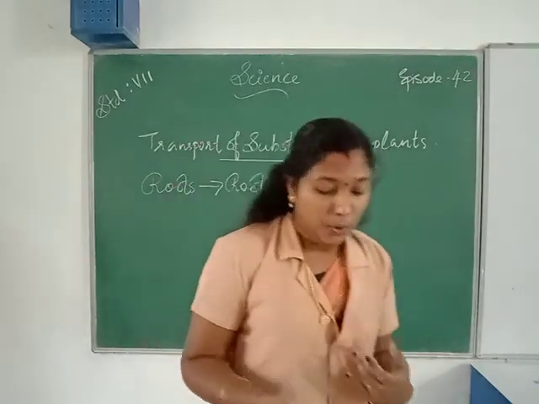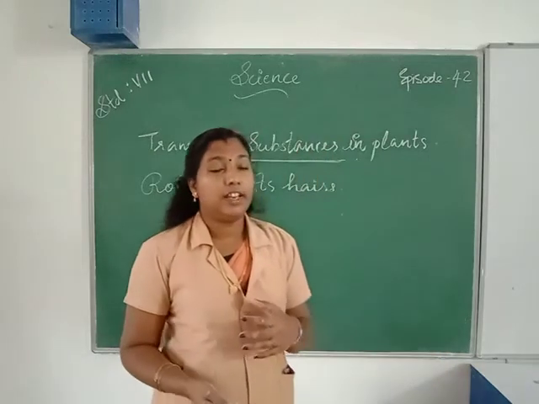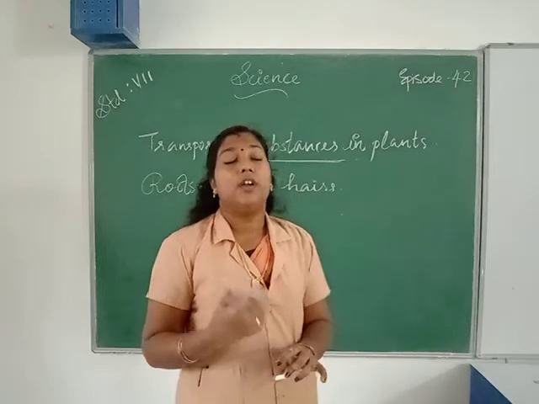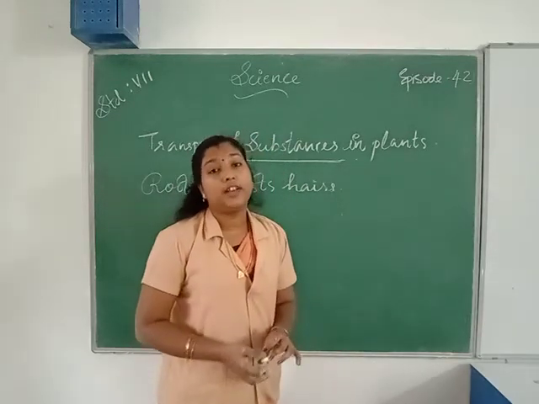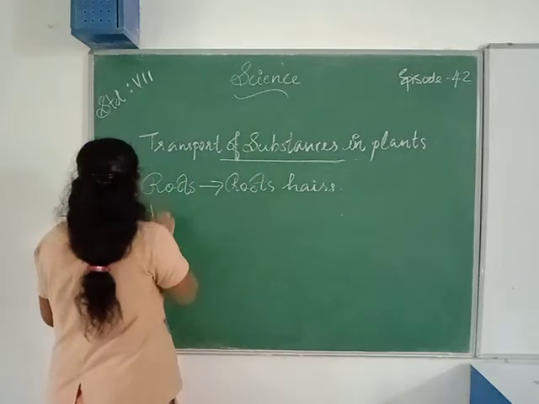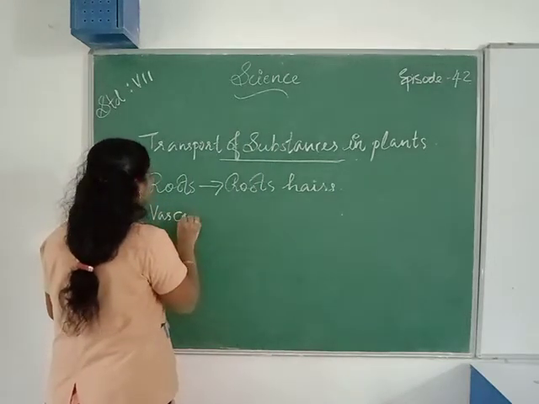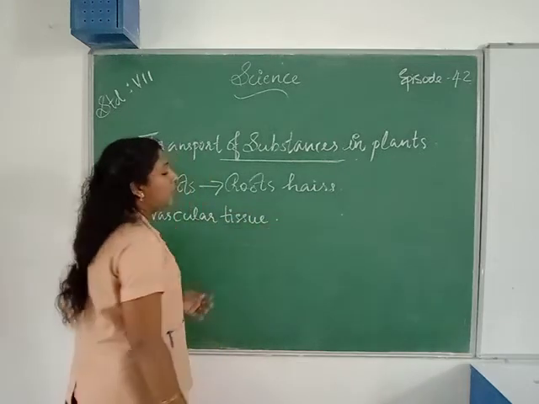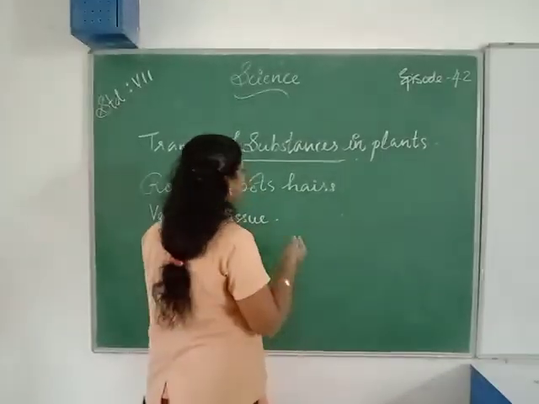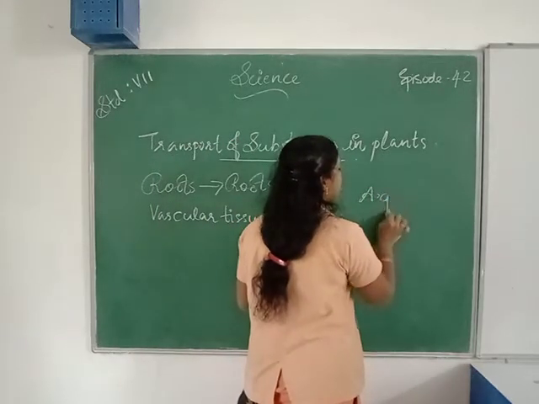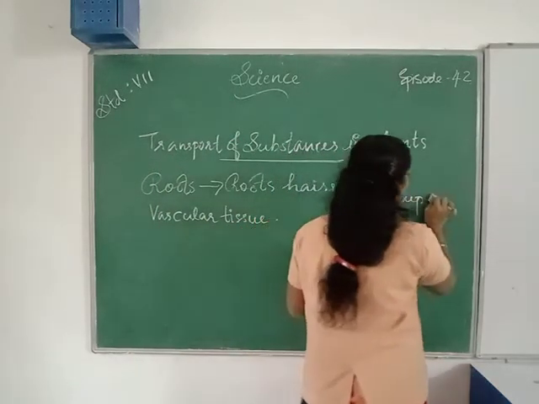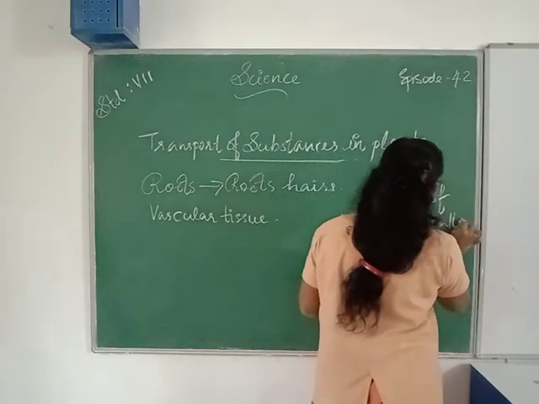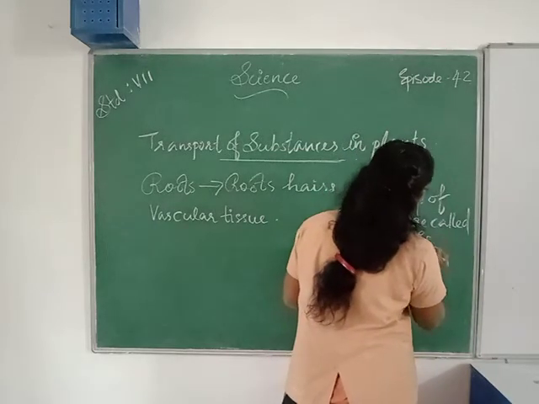Then how do the water and minerals get to the leaves? Yes, with the help of some tissues, with the help of vascular tissues. We know that a group of cells is called a tissue.